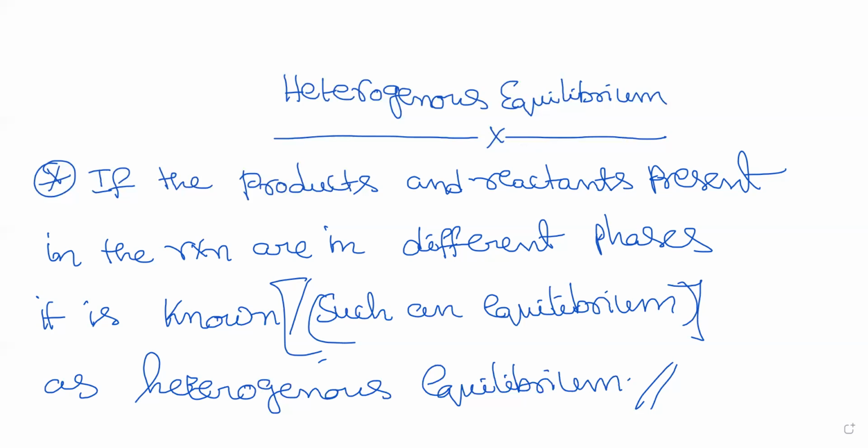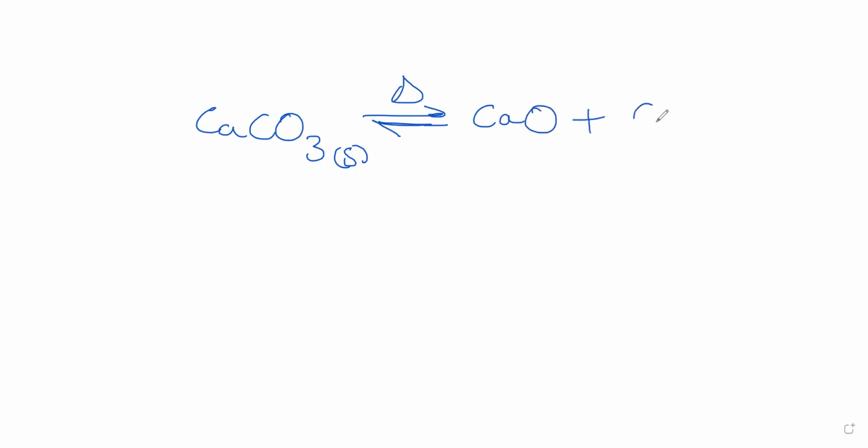Noted. Good. Now, what are the examples of the heterogeneous equilibrium? Let us take this one. Suppose I was talking about this particular reaction. If I do this in a controlled state, I will get the equilibrium. If I do this reaction in a closed vessel, I will get CaO plus CO2. Here, if you observe, this is gas, this is solid, and this is solid. So solid and gas are present together. That's an example of heterogeneous equilibrium.